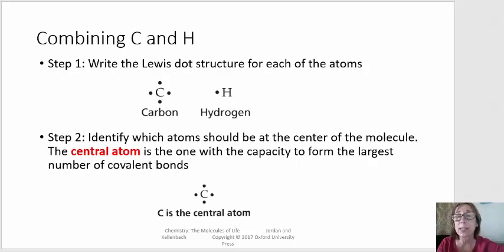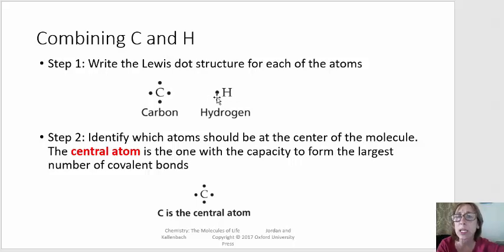Now, when we draw our Lewis dot structures for atoms, that can help us figure out how covalent bonding occurs. So let's look at this example of figuring out the simplest molecule between carbon and hydrogen. And here is our Lewis dot for carbon. It's in family 4A, so 4 valence electrons, and hydrogen, family 1A, so 1 valence electron. Now, when we draw these simple molecules, there will always be one central atom, and that central atom is the atom that has the capacity to form the most bonds.